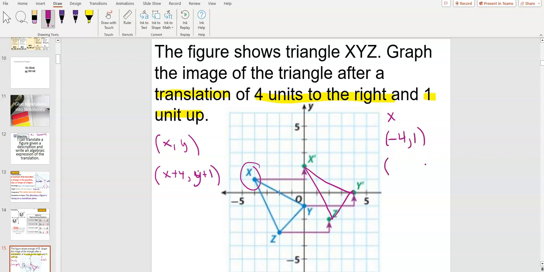I'm going to now translate it and do the algebraic representation over here. So I added 4 to x and I added 1 to y. Whoopsie, I need to write the actual value of y. And I added 1 to y. So -4 + 4 is 0. And 1 + 1 is 2. So the new value of x prime should be 0, 2. And if I look at my graph, 0, 2, that is correct. And that's how it works, guys. It's relatively simple. We're going to do some more.